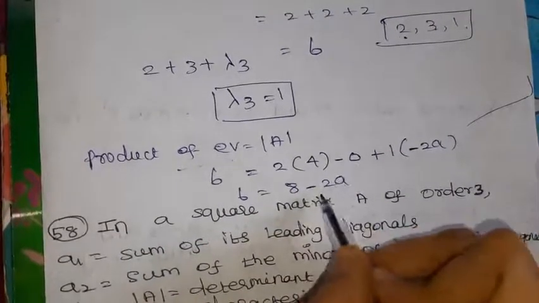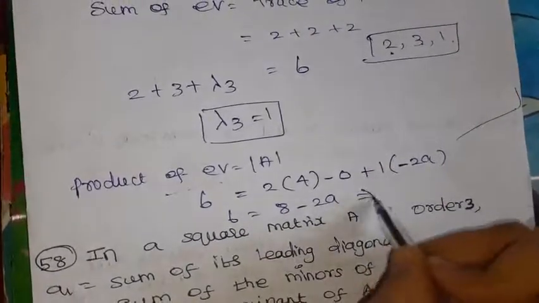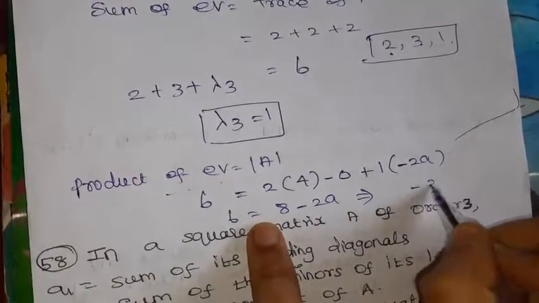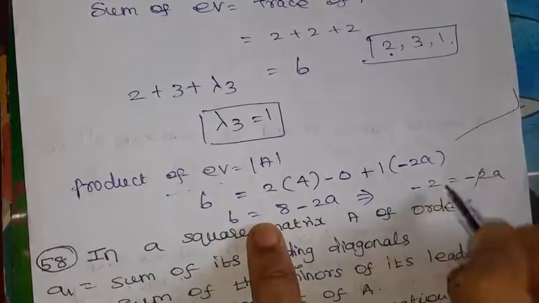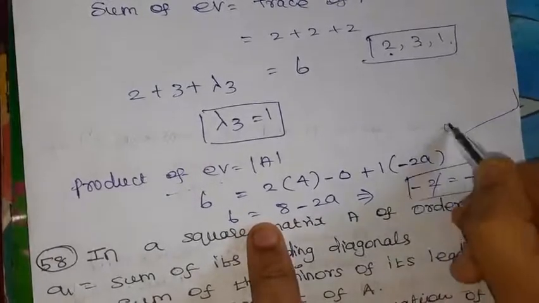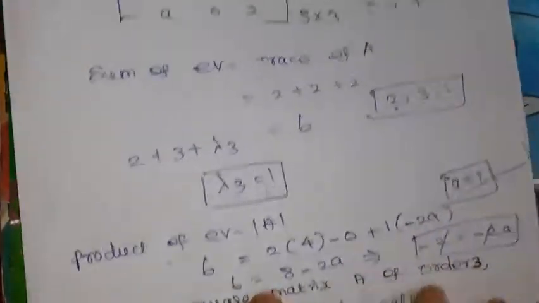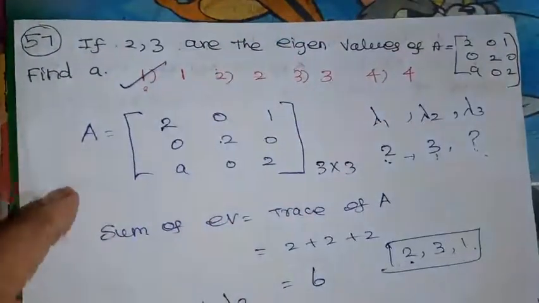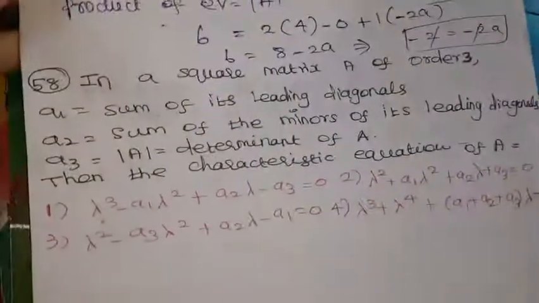minus 2a. So 6 minus 8, what will we get? 6 minus 8 is minus 2. Minus 2 equals minus 2a. Minus 2 gets cancelled. a equals 1. So what is the constant value? a is 1, option 1 is the right option.